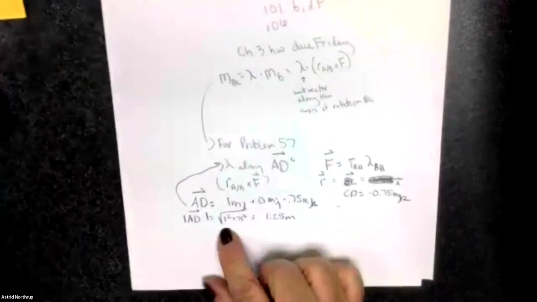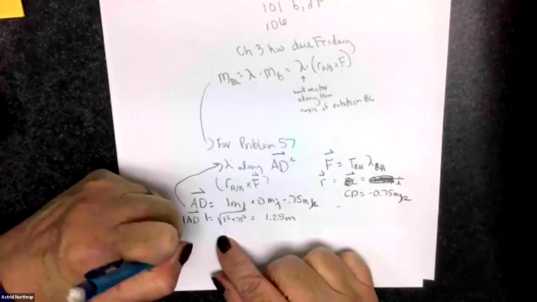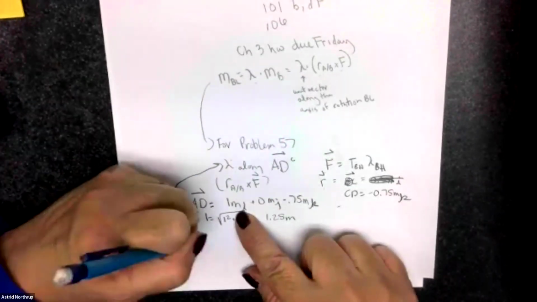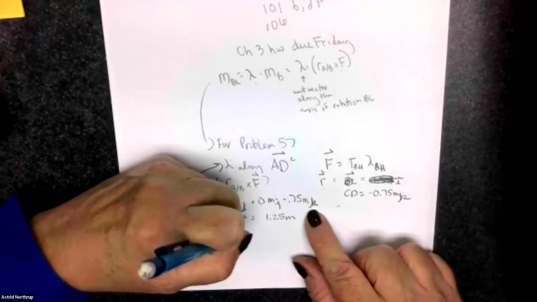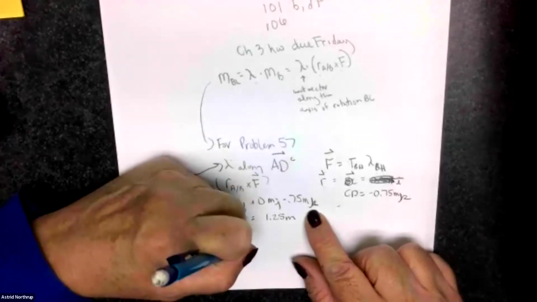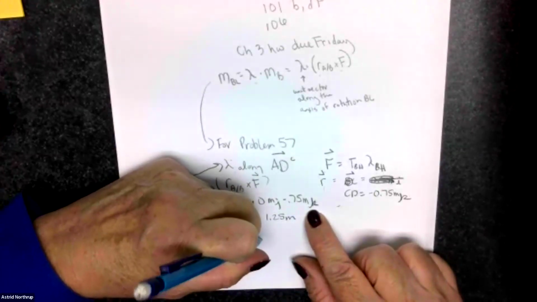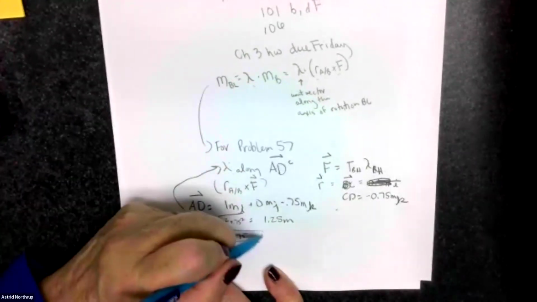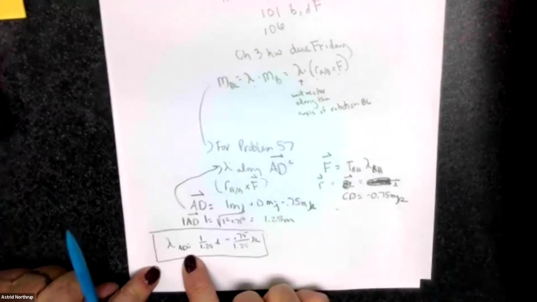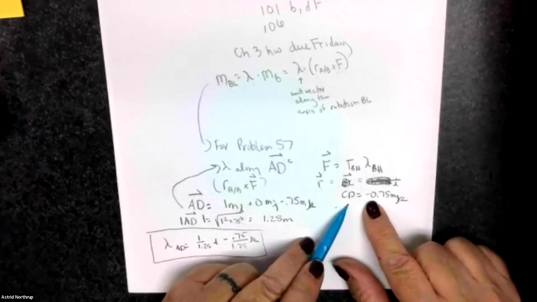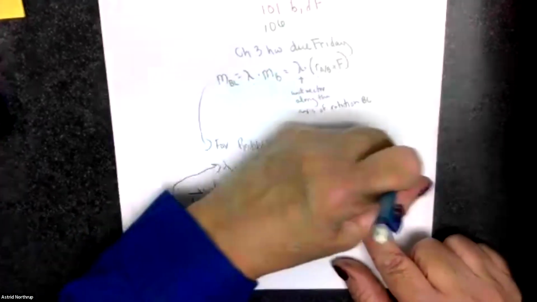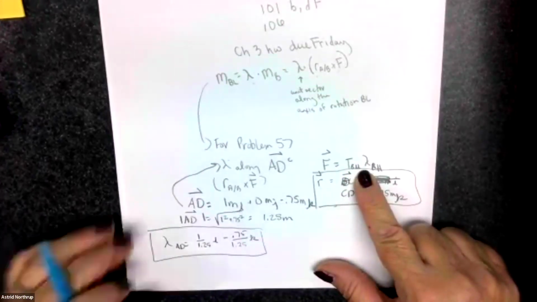All right, so that means that lambda along AD is going to be 1 over 1.25 I minus 0.75 over 1.25 K, and it's 0 in the J direction. So there, I have one of the vectors that I need for my determinant, my R. I also have that vector, right? So now I need to find my force vector, not the magnitude.